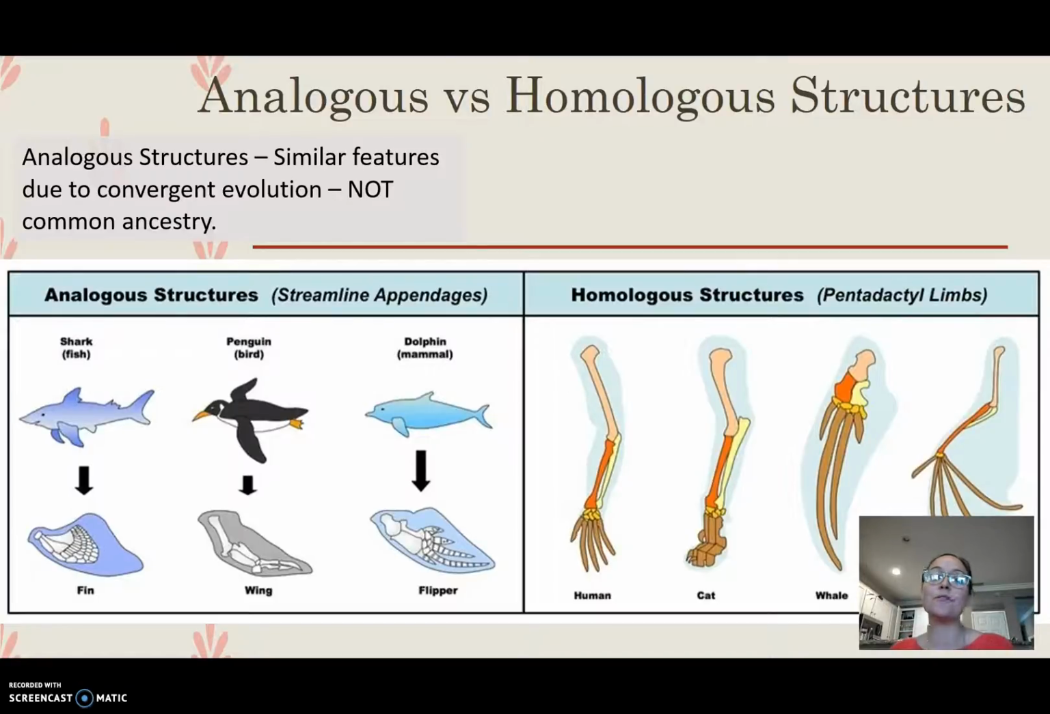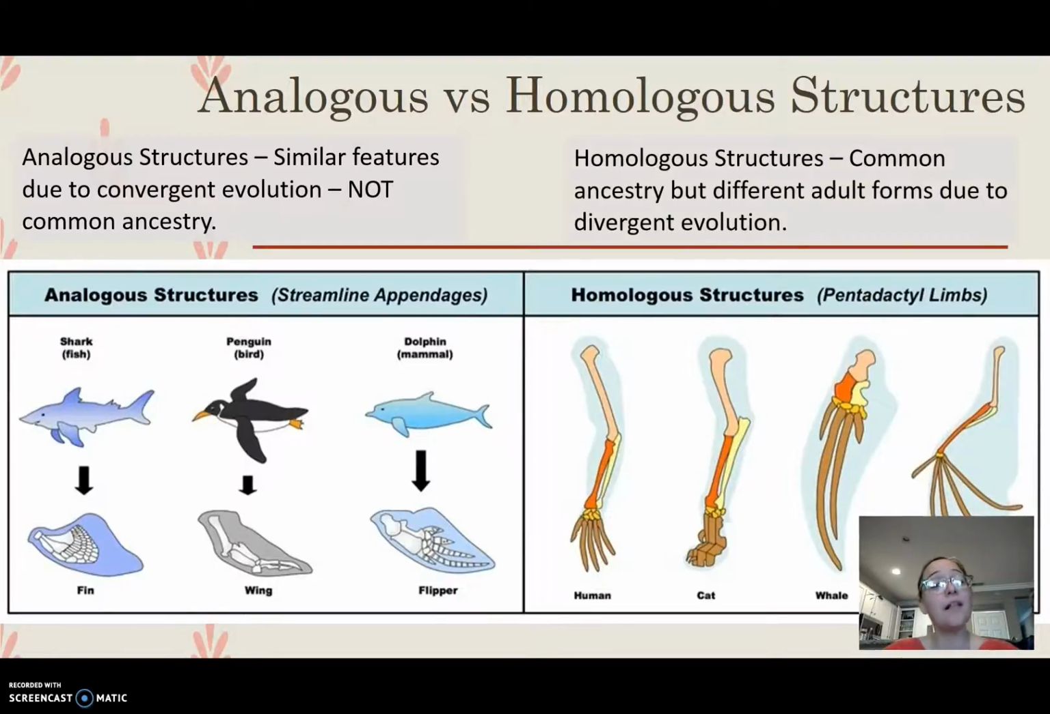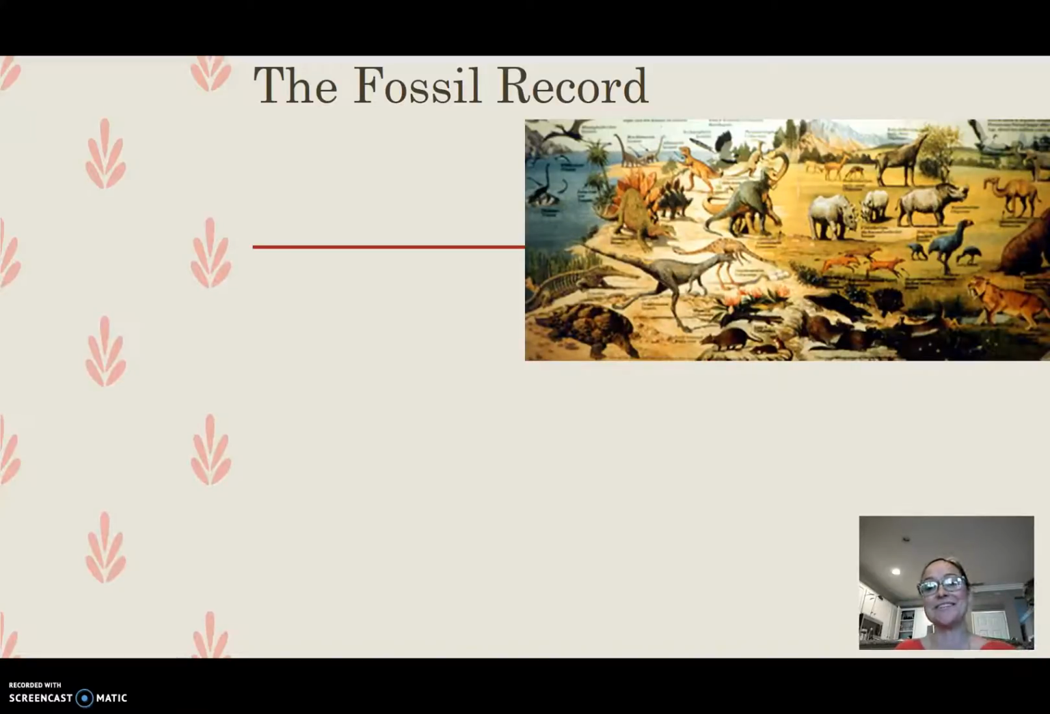The flipper of a penguin, for example, was used for flight in its ancestors. That's different than the front limb of a dolphin that used to be used for walking on land in its ancestor. Now, homologous structures are from common ancestry. So you can see here in the front limbs of mammals, the bone structure is similar in all the different species of mammals, but they have different adult forms due to divergent evolution and different natural selection occurring throughout their evolutionary history.